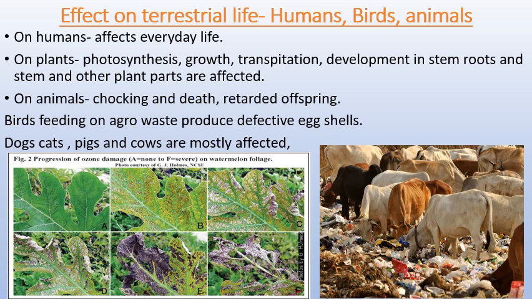Birds feeding on agro waste products produce defective shells. Or nowadays, when you crack open an egg which is from cages or from the market, it's not the brown egg, it's the white egg which I'm talking about. You crack it open, sometimes you might find two yolks, or sometimes you won't find a yolk, because it is artificially created, or the kind of food materials which these chickens are made to feed on result in them producing these kinds of defective eggs. Dogs, cats, pigs, cows are also affected when they come in contact with these kinds of solid or gaseous waste.